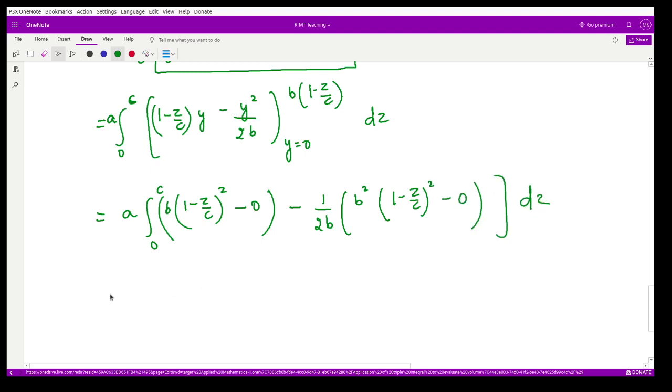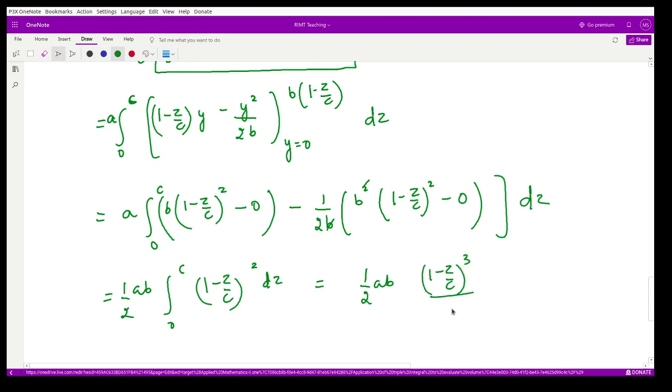So this is the term. Here this b and b cancel, so we can take one b outside, so it would be a, b, and we have the value, this is equal to 1 by 2 integration 0 to c of (1 minus z upon c) whole square dz. Now we have to take the integration with respect to z, so this would be equal to (1 minus z upon c) whole cube divided by minus 3 upon c, and the limits of z varying from 0 to c.